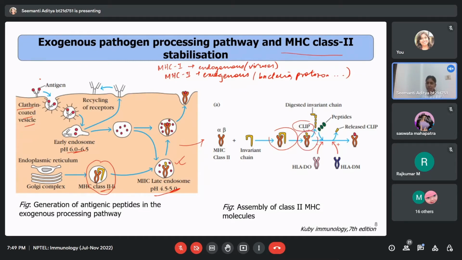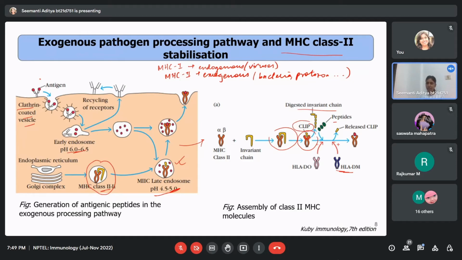Now, if CLIP is attached to the MHC class 2 molecule, the antigenic peptides will not be able to bind. This is the invariant chain digested by these acidic enzymes. In order for the peptides to bind, CLIP has to be removed. So how is CLIP removed? There is another MHC molecule known as HLA-DM, which is shown here as plus. HLA-DM will bind to the MHC class 2 molecule and allow the opening up of this particular domain, and this opening will result in the release of CLIP.